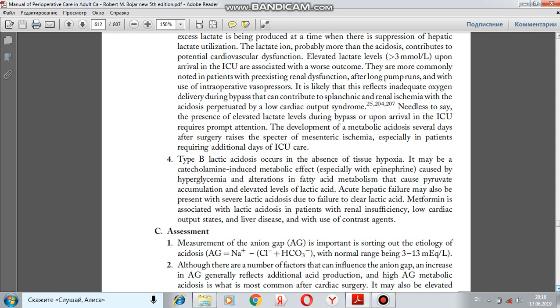Type B lactic acidosis occurs in the absence of tissue hypoxia. It may be a catecholamine-induced metabolic effect, especially with epinephrine, caused by hyperglycemia and alterations in fatty acid metabolism that cause pyruvate accumulation and elevated levels of lactic acid. Acute hepatic failure may also be present with severe lactic acidosis due to failure to clear lactic acid. Metformin is associated with lactic acidosis in patients with renal insufficiency, low cardiac output states, and liver disease, and with use of contrast agents.